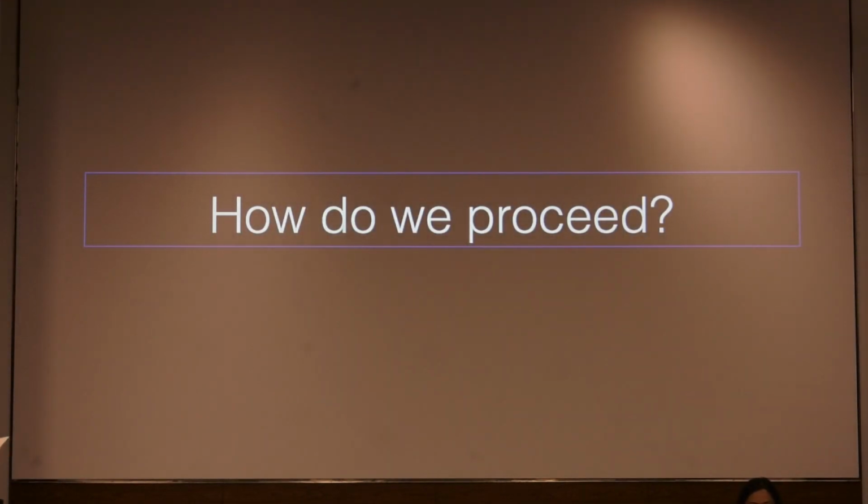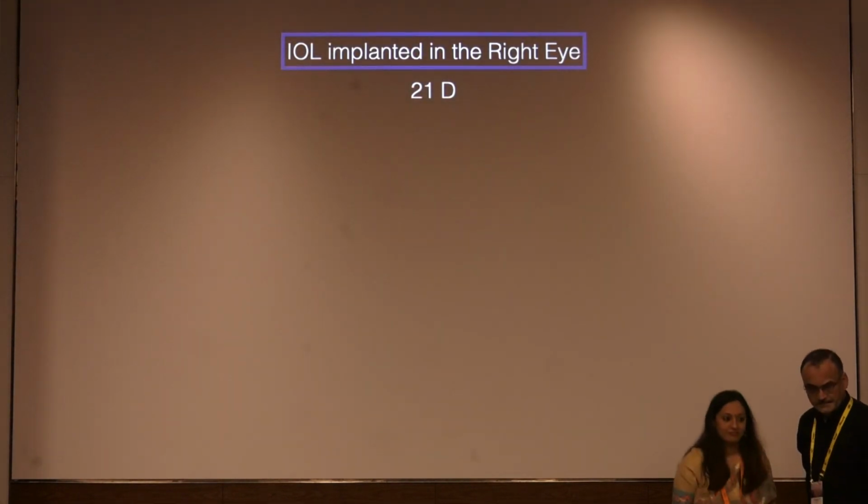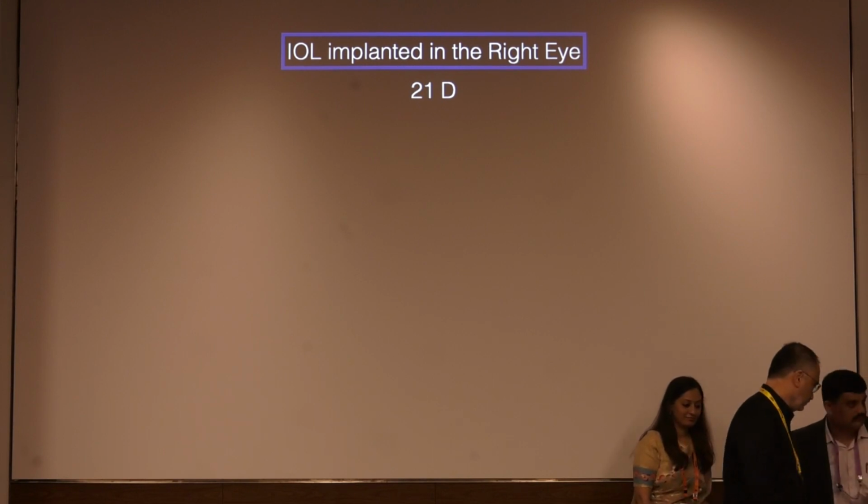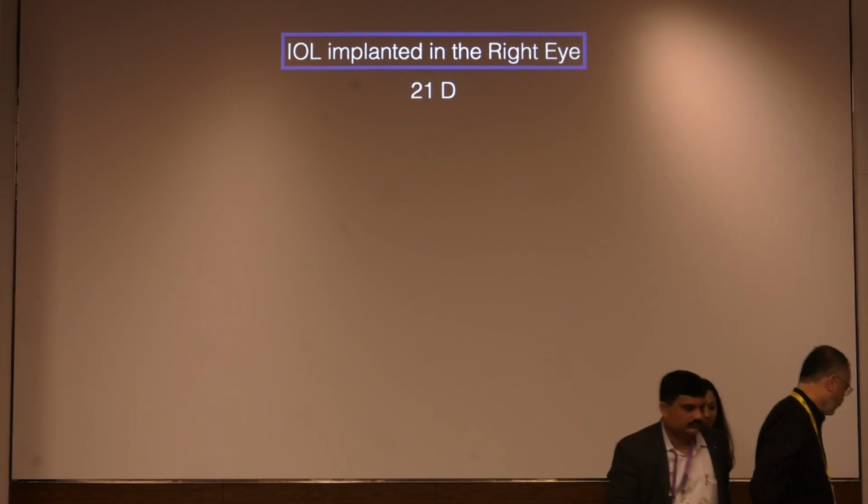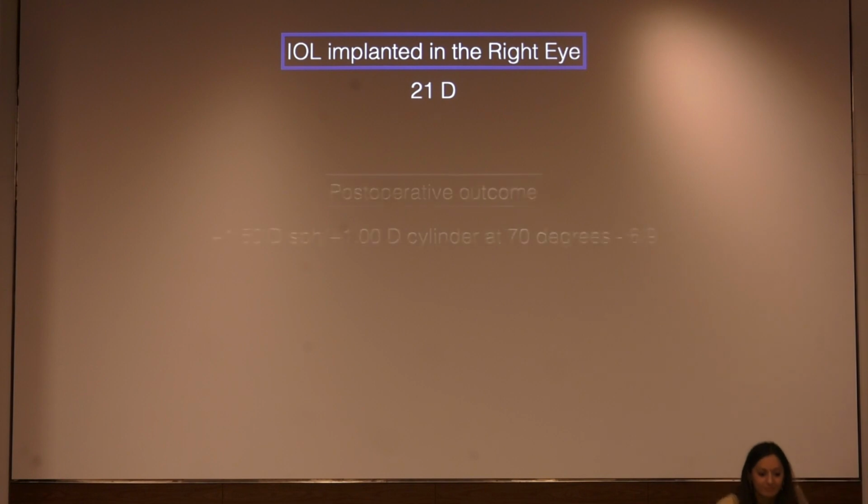So all I could do was a bit of trial and error, see how the IOL power is changing as you move from 31 to 32 to 33, and then try and extrapolate it. And it is a lot of guesswork. It could have been wrong. And so I went ahead with the IOL power of about 21 diopters in this case.